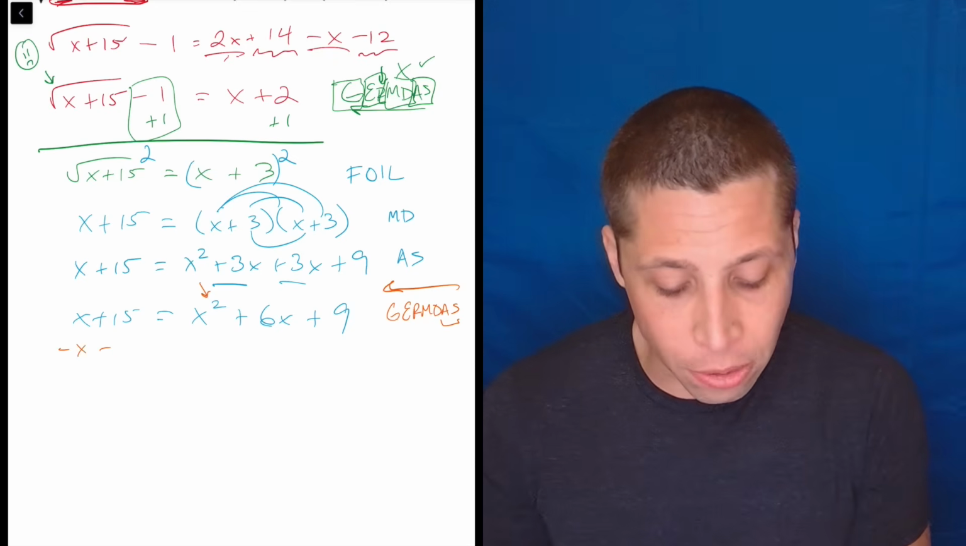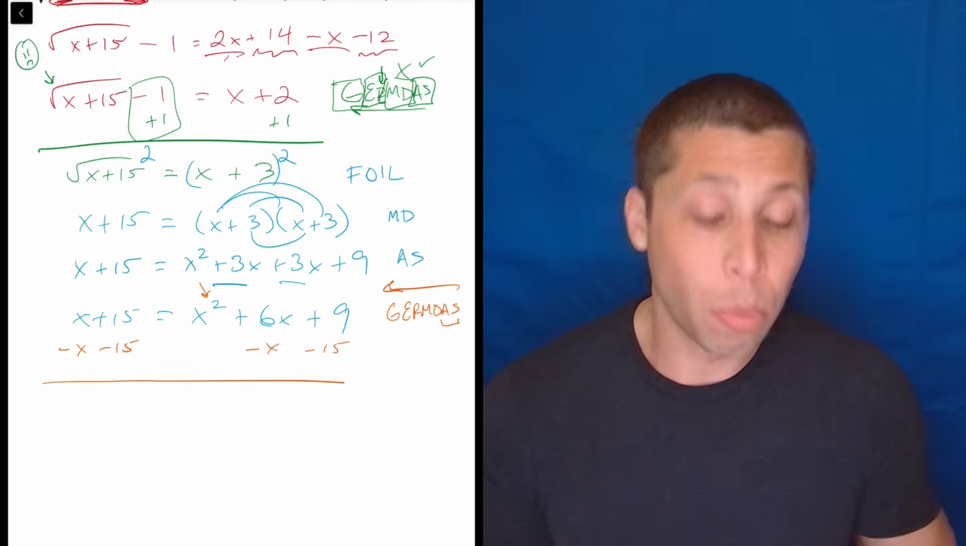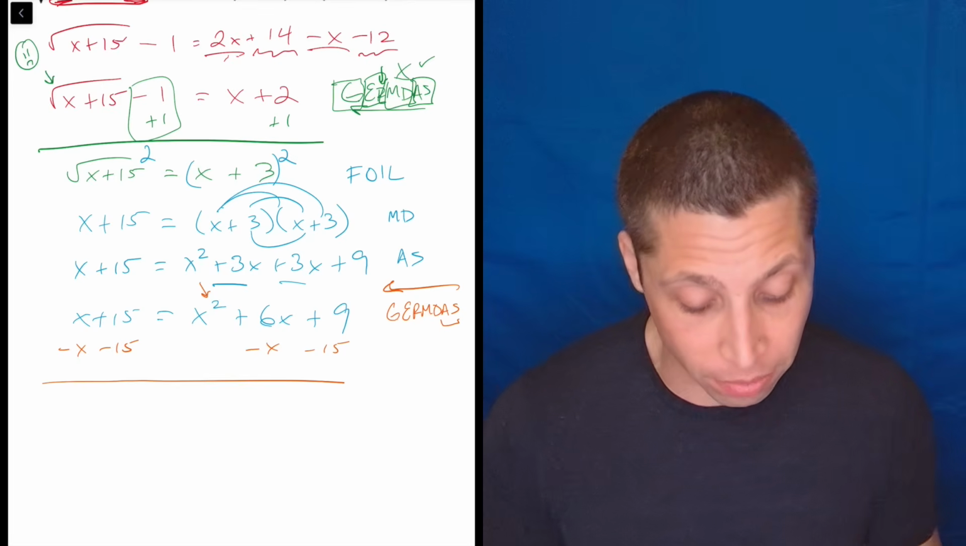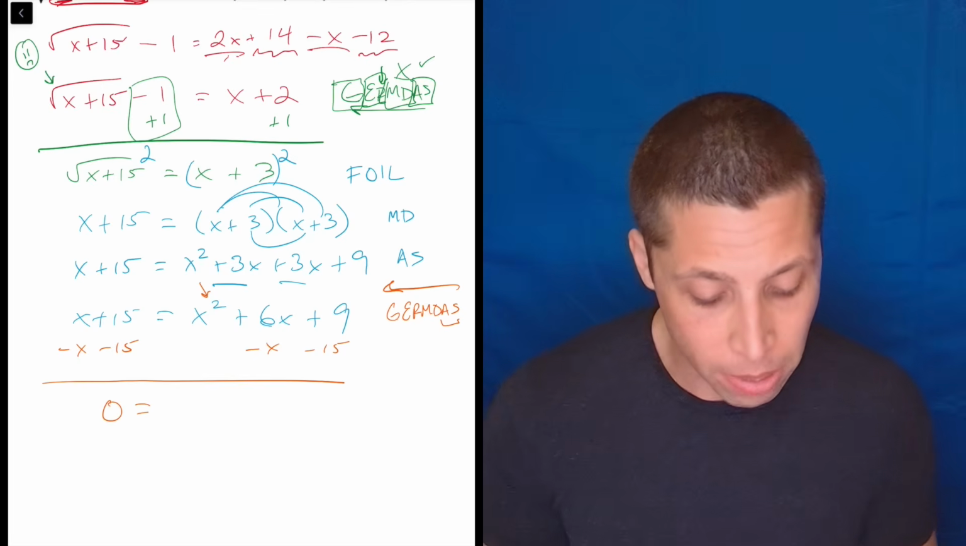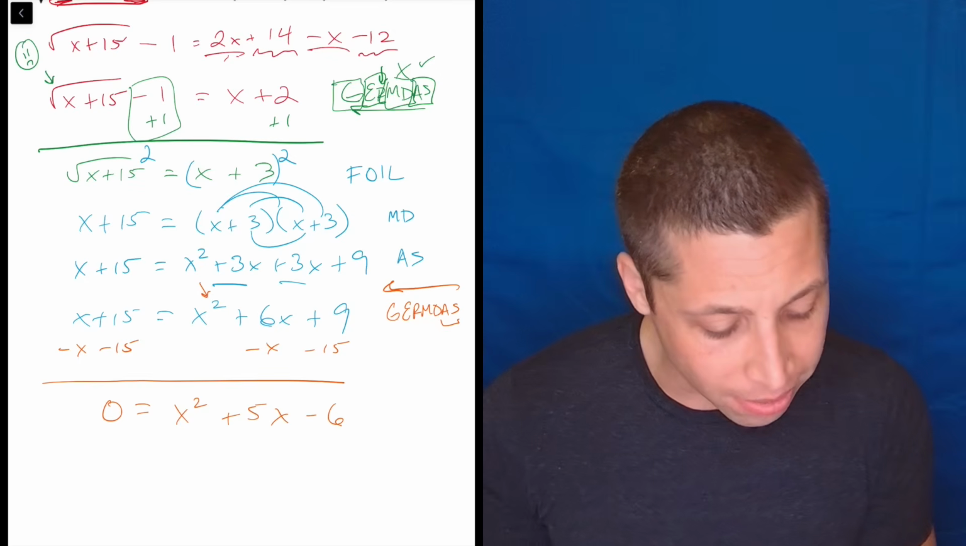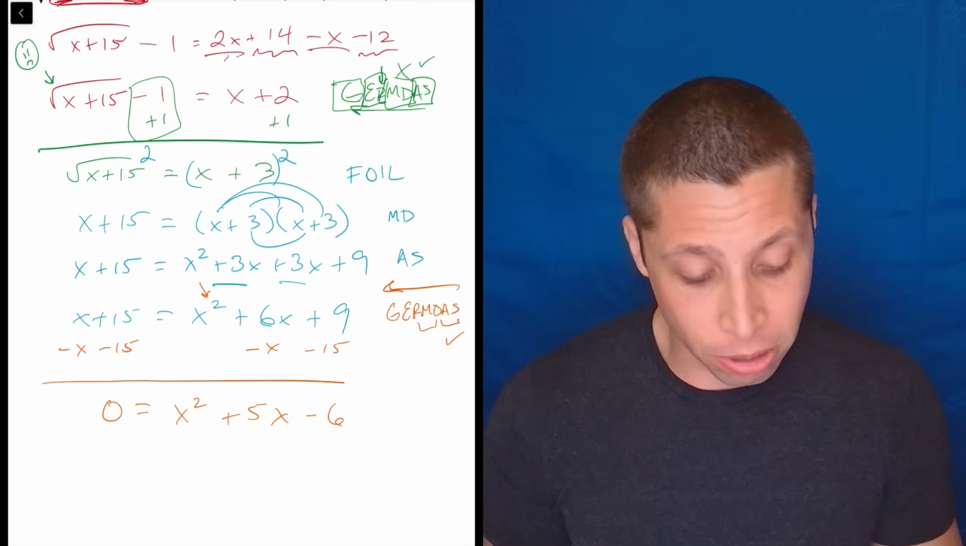And the easiest thing to do is to move the 2 pieces that are on the left over to the right. So we are doing addition and subtraction here. I'm making zeros. x minus x is 0. 15 minus 15 is 0. So this whole side is just 0. And then here we have x squared plus 5x, and that is minus 6. So addition, subtraction, done.